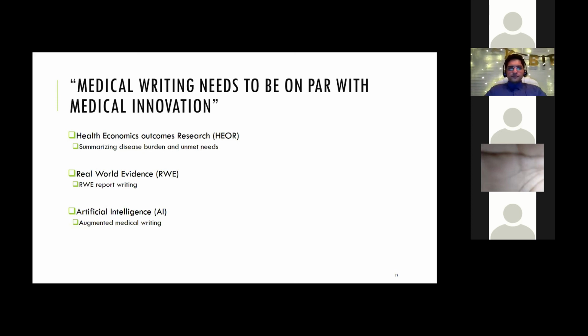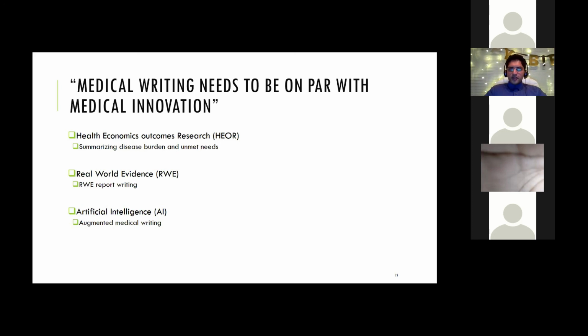So medical innovation, as many of us know, is moving very quickly. And medical writing is something which needs to be absolutely on par with medical innovation, because in order to get those medical innovations to help society at large, medical writing plays a crucial role.